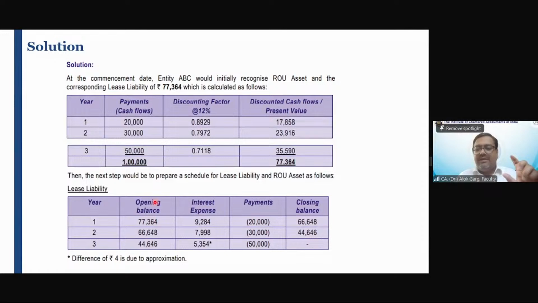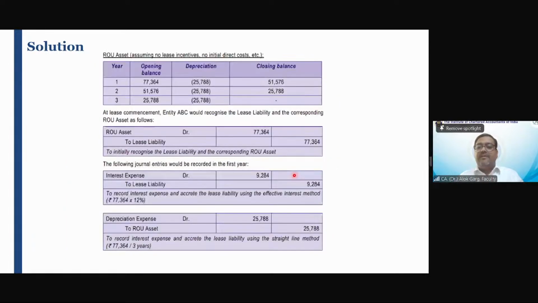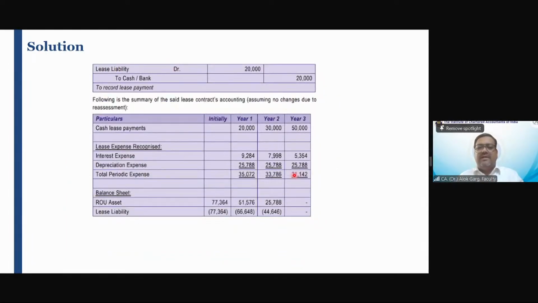Now my lease liability is at 77,364. Then I have to make an entry, interest expense to lease liability. My lease liability has increased by the interest expense also. Then I'll make an entry, lease liability to bank. My lease liability has been reduced. Okay. So these are the accounting entries.